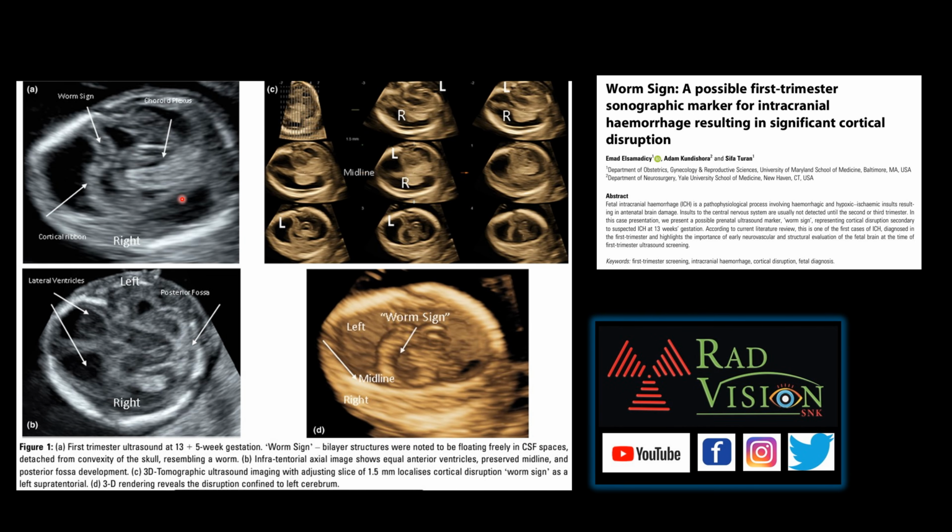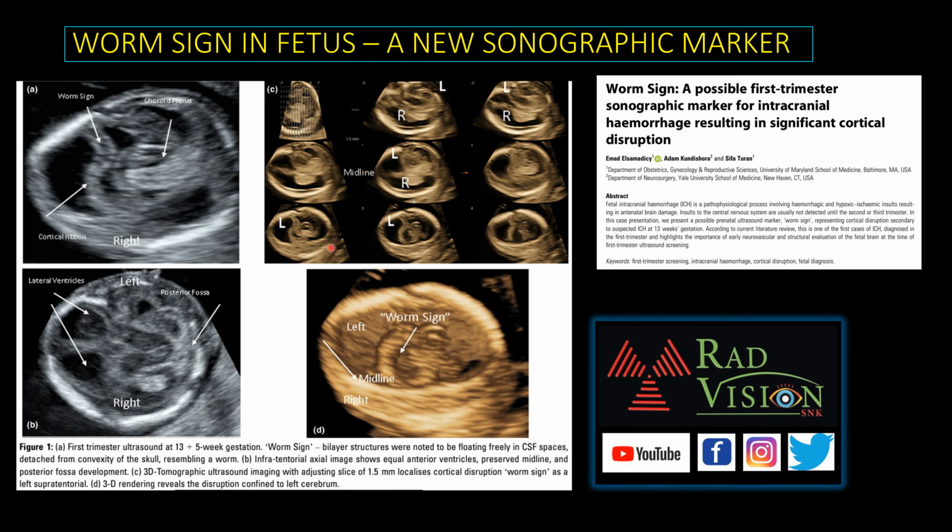This is also a new sign called the worm sign, where you can see a cortical ribbon-like structure which is detached from the skull and seen in the fetal hemisphere, typically in early scans. Whenever you see a worm sign, please follow up the case to rule out impending hemorrhage in the later trimester. So remember, this worm sign in the fetus is a new sonographic marker where we have to closely follow up the case to rule out impending hemorrhage in the later trimesters. So this is that worm sign. This cortical mantle mimics a worm.